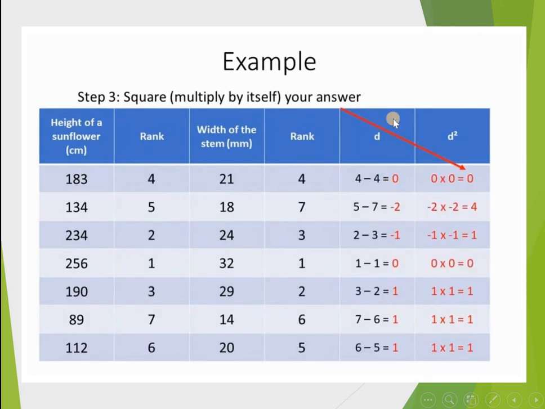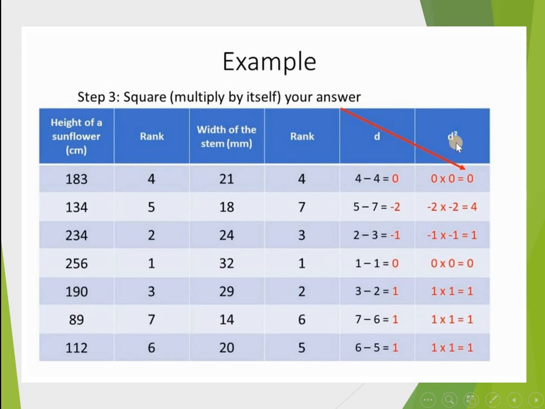Let's see. Here we have 4 minus 4, 0. 5 minus 7, negative 2. 2 minus 3, negative 1. 1 minus 1, 0. 3 minus 2, 1. 7 minus 6, 1. 6 minus 5, it's 1.